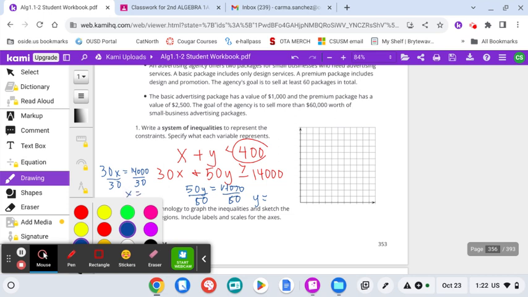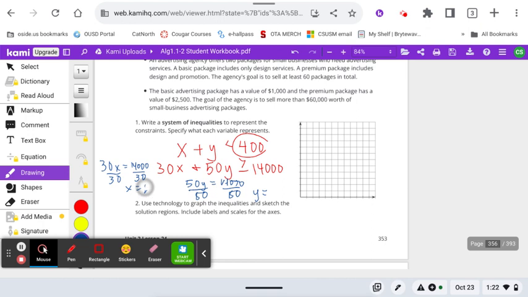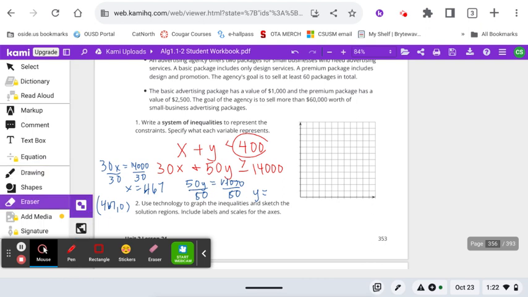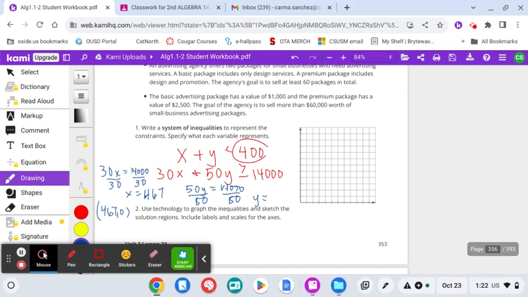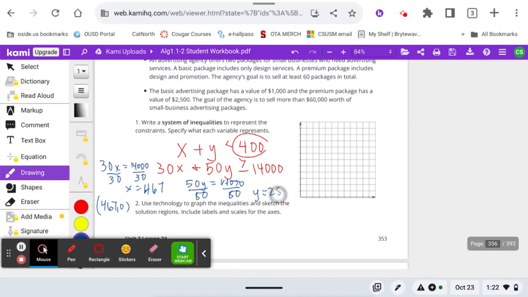All right, let me grab my calculator. 14,000 divided by 30. I'm getting around 467. We have to round that one. And then over here, 14,000 divided by 50 is 280. No rounding necessary.